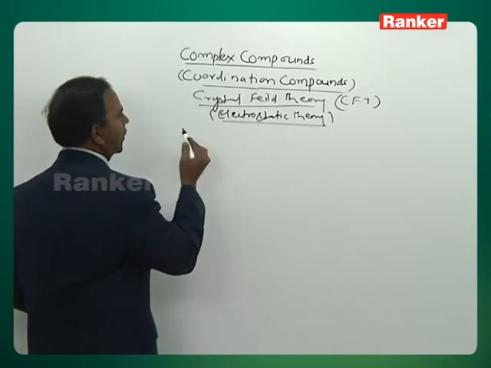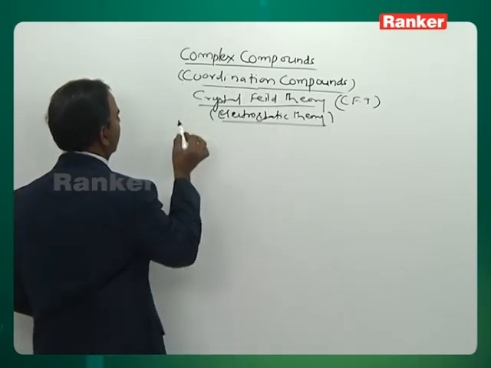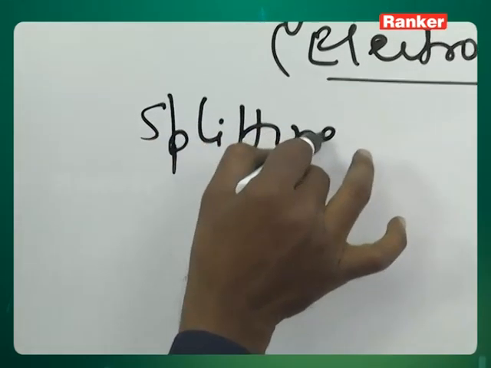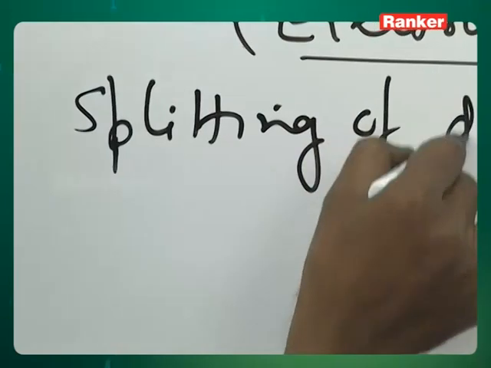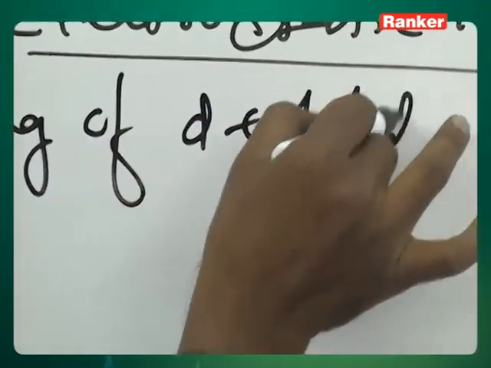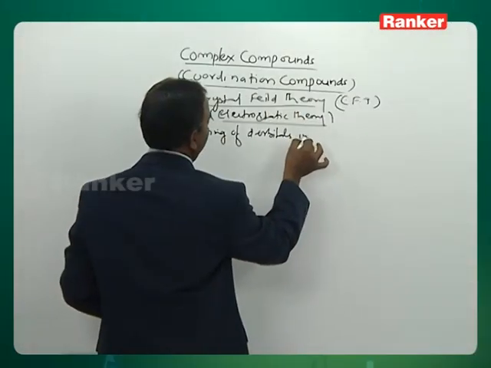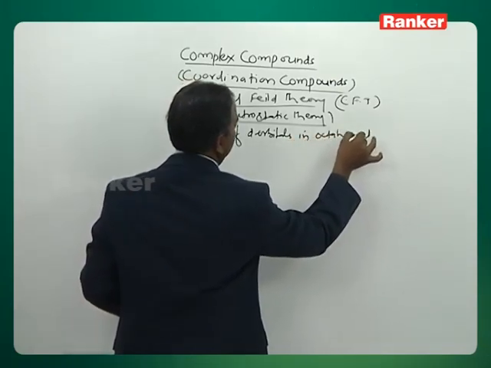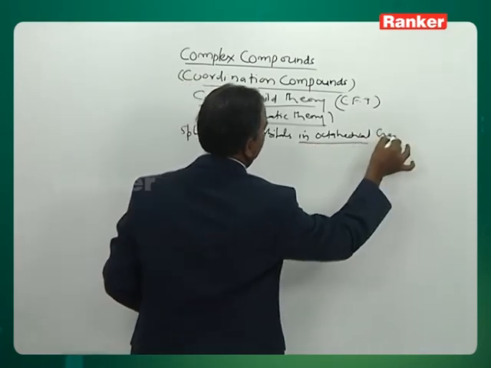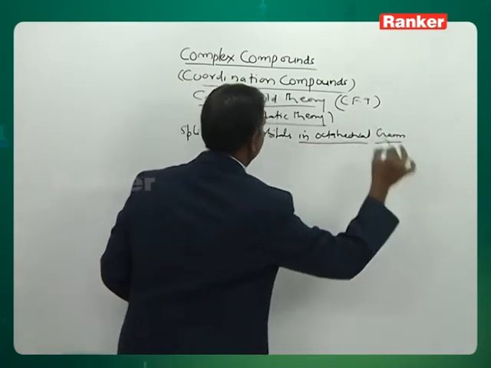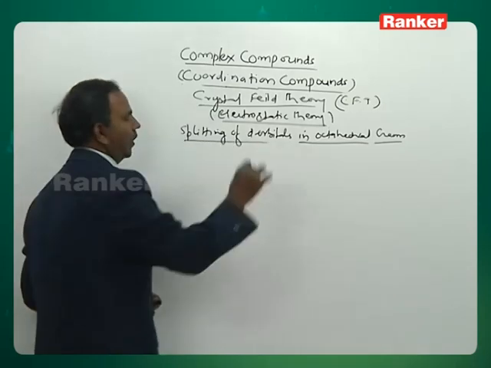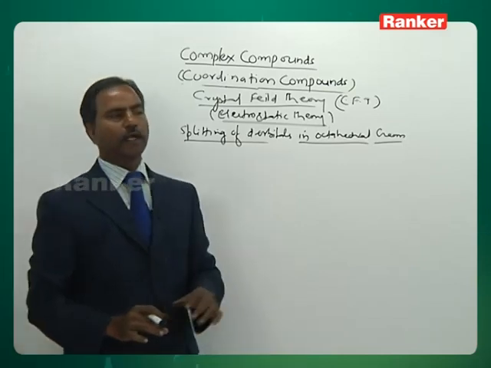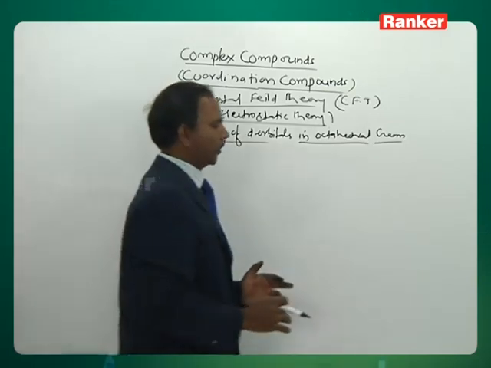Let me show the splitting of d orbitals in octahedral geometry. Now, let me give a diagram. Then, based on the diagram, we can easily understand and explain the splitting of d orbitals.